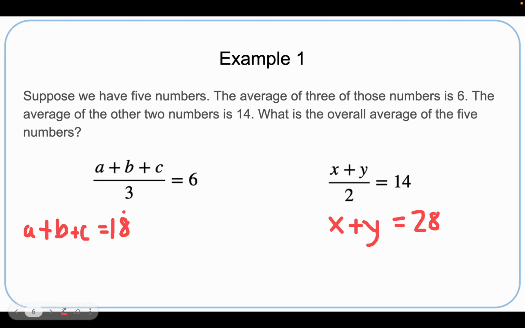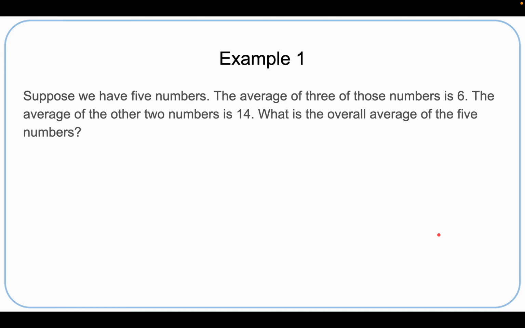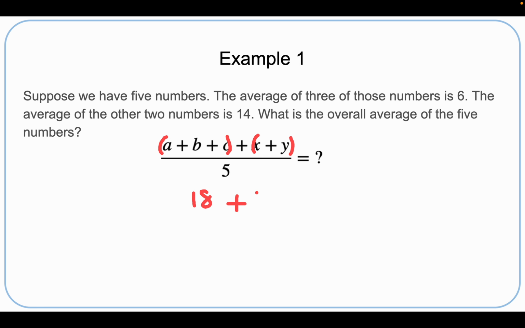Okay, so our first set of numbers, they add up to 18. Our second set of numbers add up to 28. So what we're trying to do is find the average of all 5 of those numbers. So we would add up a plus b plus c plus x plus y. Now, we just found out that a plus b plus c is 18, and x plus y is 28. So if we add those totals together and then divide by 5, because we have 5 numbers total, that will give us the overall average of those numbers. So 18 plus 28 is 46. Then divide by 5.